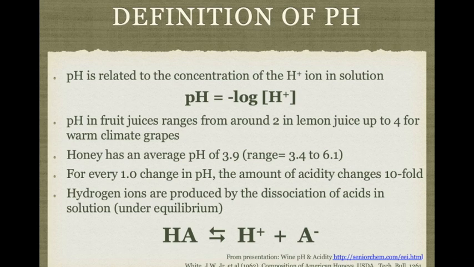And the thing to keep in mind is for every 1 point change in pH, the amount of acidity increases tenfold. So if you go from a pH of 4 down to a pH of 3, the acidity has increased by tenfold, but then if you go down to 2, so a pH of 4 down to a pH of 2, the acidity is increased by 100-fold, 10 times 10. So it increases or decreases logarithmically as you go up and down the scale. Hydrogen ions are produced from the dissociation of the acids in solution, and so we're measuring the hydrogen ions when we measure pH.